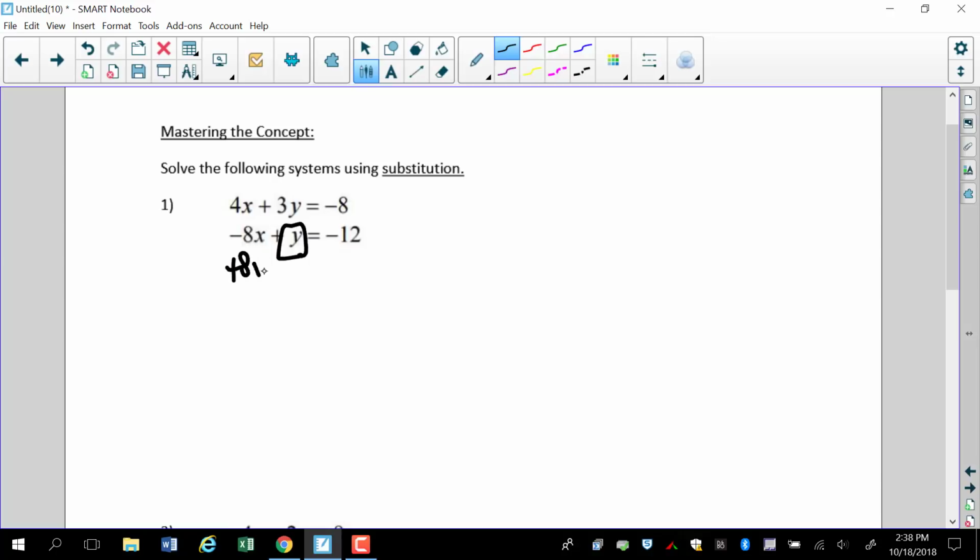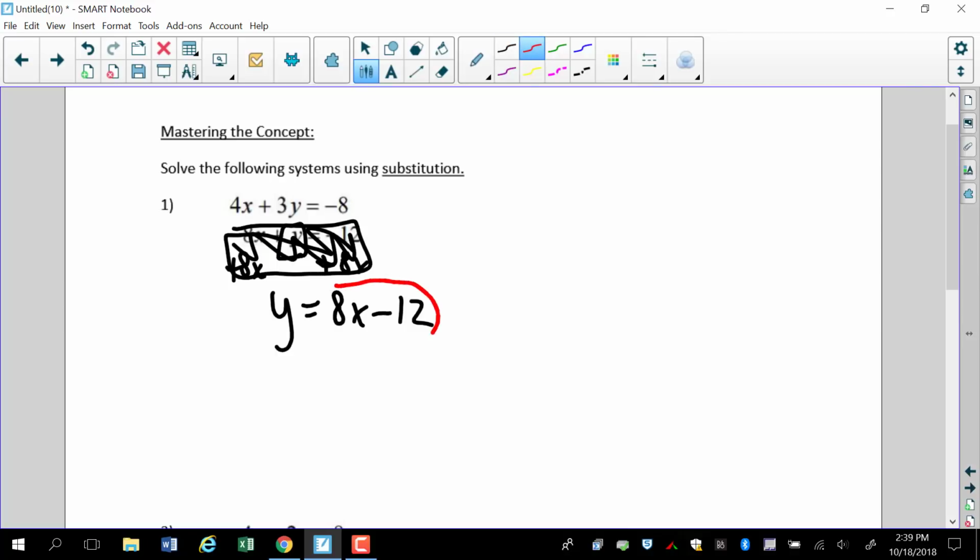So we're going to add 8x here, add 8x here, and rewrite this equation as y equals 8x minus 12. So we don't need this equation anymore because we rewrote it as 8x minus 12. Now, the key to note is this 8x minus 12 we got by itself, and that is equal to y. So the substitution part of this is we are going to substitute this in for that y variable and create a new equation, 4x plus 3.